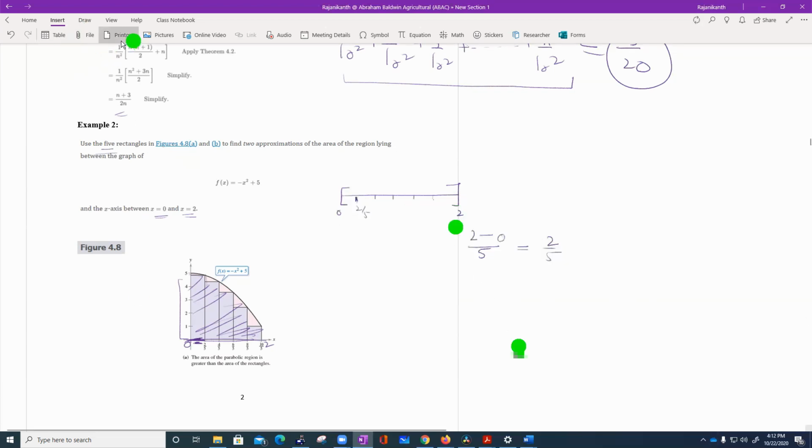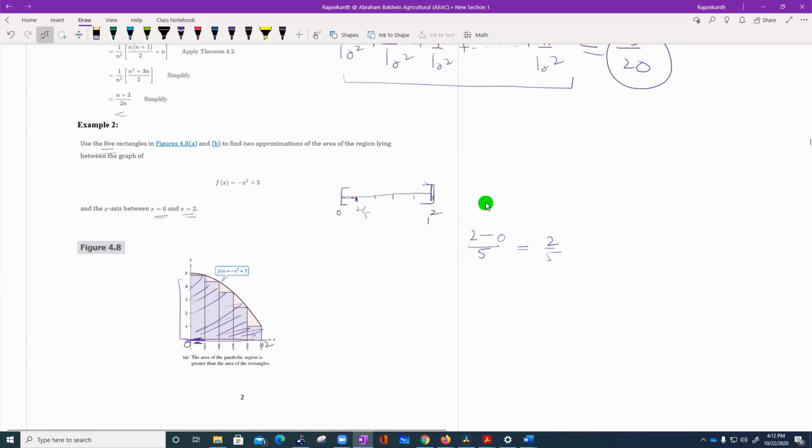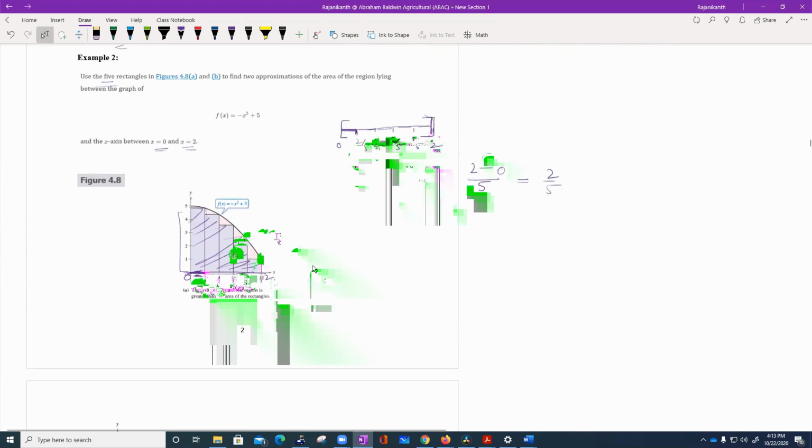So let me draw them equal, right? Each interval length is now 2 over 5. So this is 2 over 5, this should be 4 over 5, this is 6 over 5, this is 8 over 5, and this should be 10 over 5, which is 2, right? So like that, we have divided it into 5 subintervals, right? Okay, so you now know the length of the rectangle.